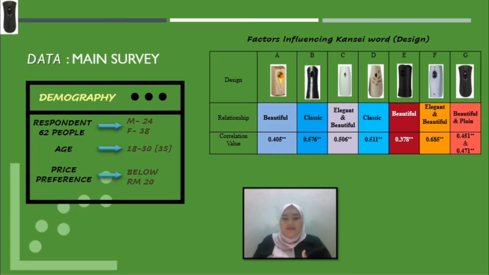Okay, by referring to the table, the majority of the designs have the word beautiful, and there are only 2 designs that have a classic KANSEI word. The table also represents the correlation value that shows the strength of the relationship between these 2 variables.